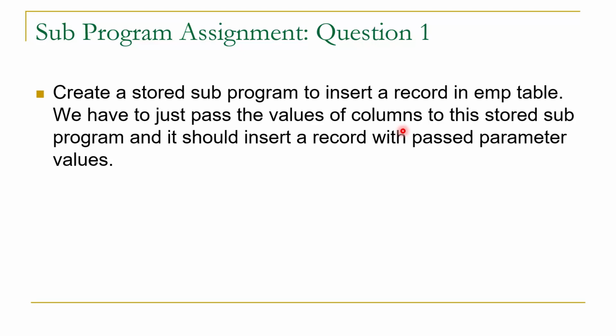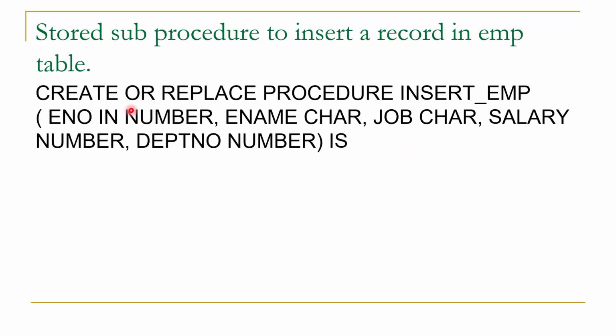This stored procedure will take arguments, and the number of these arguments will be equal to the number of columns in the employee table. Let us write the code for this stored procedure. Here we are creating a stored procedure with the name insert_emp and we are passing 5 arguments to it. E-number is of number data type. E-name, char; job, char; salary, number; department number, number.